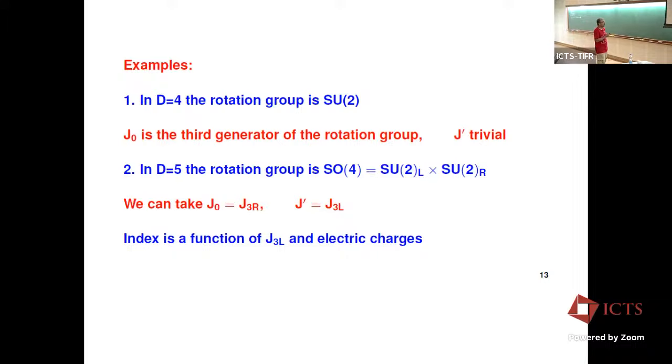Just to give examples, in 4 dimensions, the rotation group is SU(2). J0 you can take to be the third generator of the rotation group, and J' in that case is trivial. There is no J'. In D equal to 5, the rotation group is SO(4), and we can take J0 to be the third generator of the right SU(2), and J' could be the third generator of the left SU(2). But there are of course other choices in this case. If you make this choice, then the index will be a function of J3L and the electric charges.